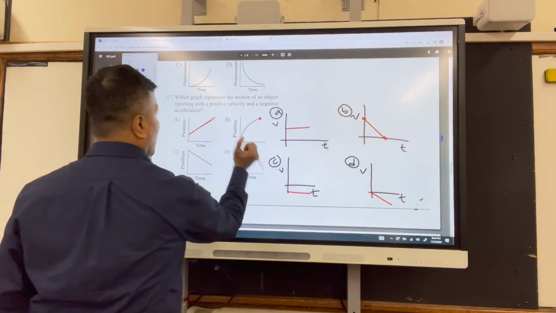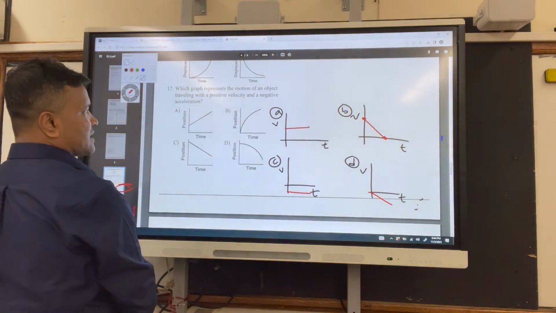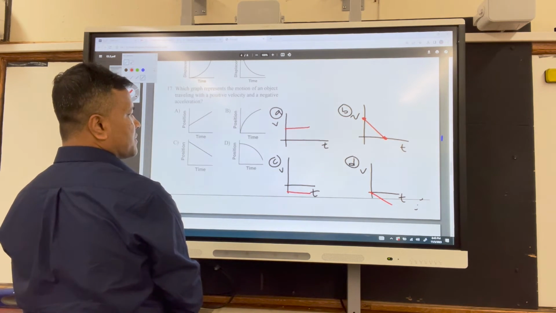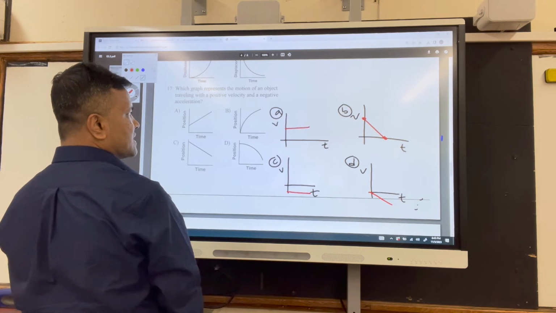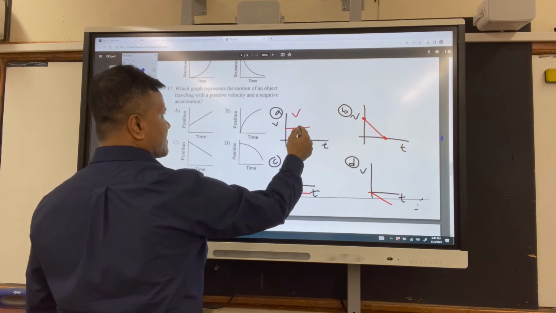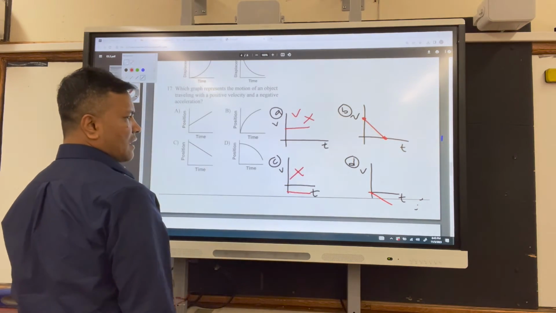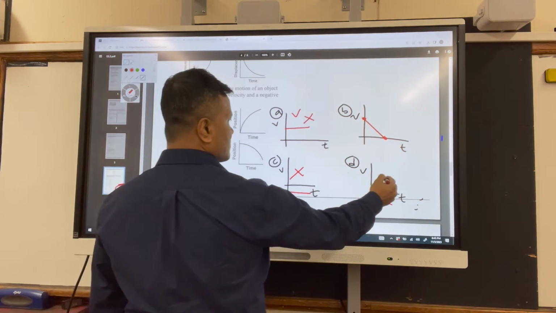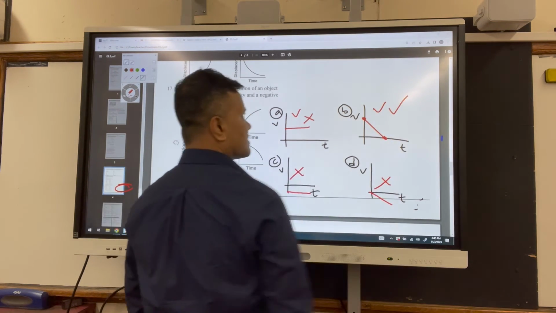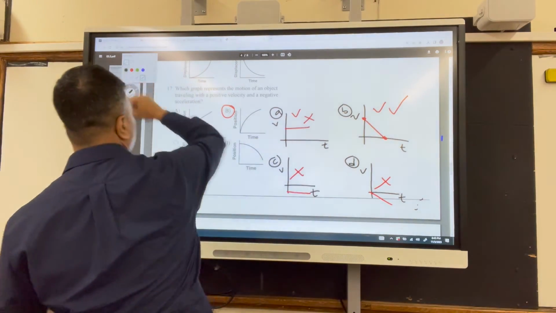Okay, good. So now we look for a positive velocity and negative acceleration. Is this positive velocity? Yes. Velocity is positive, yes, but acceleration is 0. Is this positive velocity? No. Is this? No. Is this? No. Is this positive velocity? Yes. Is this negative acceleration? Yes. Okay, so it's B. How is it negative acceleration? We can draw the AT graph.